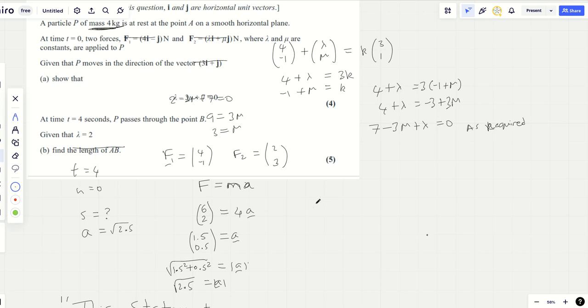Now it's just a SUVAT problem. s equals ut plus a half at squared. And so I get 0 plus a half times root 2.5 times 4 squared. And I believe that comes to 12.6 meters. And that's all there is to it. And as long as you've got it to 2 or 3 sig fig, I think you're fine in these questions.